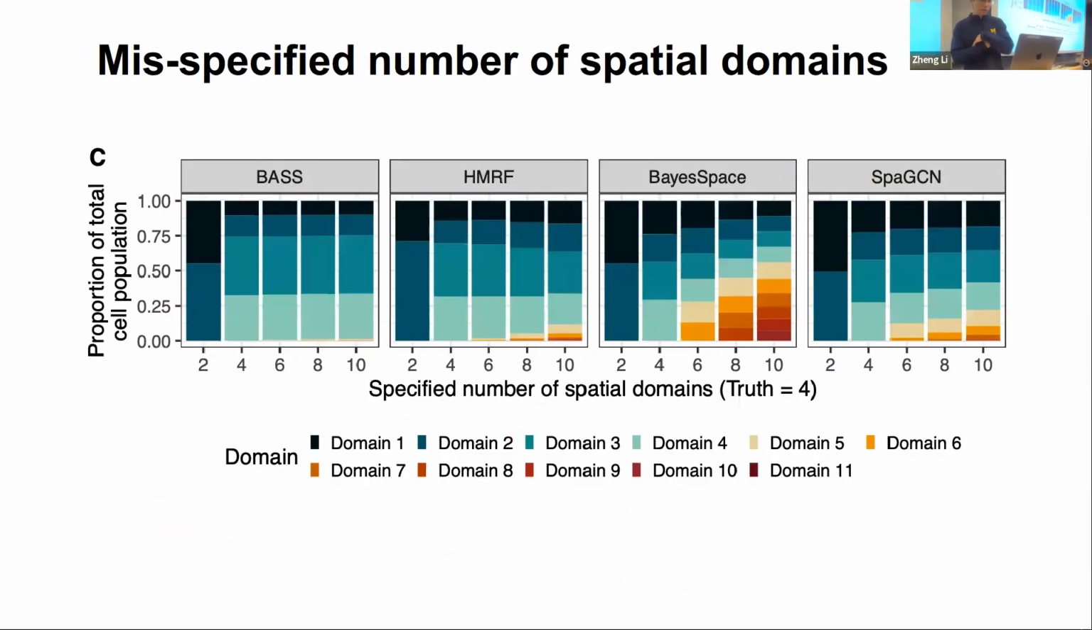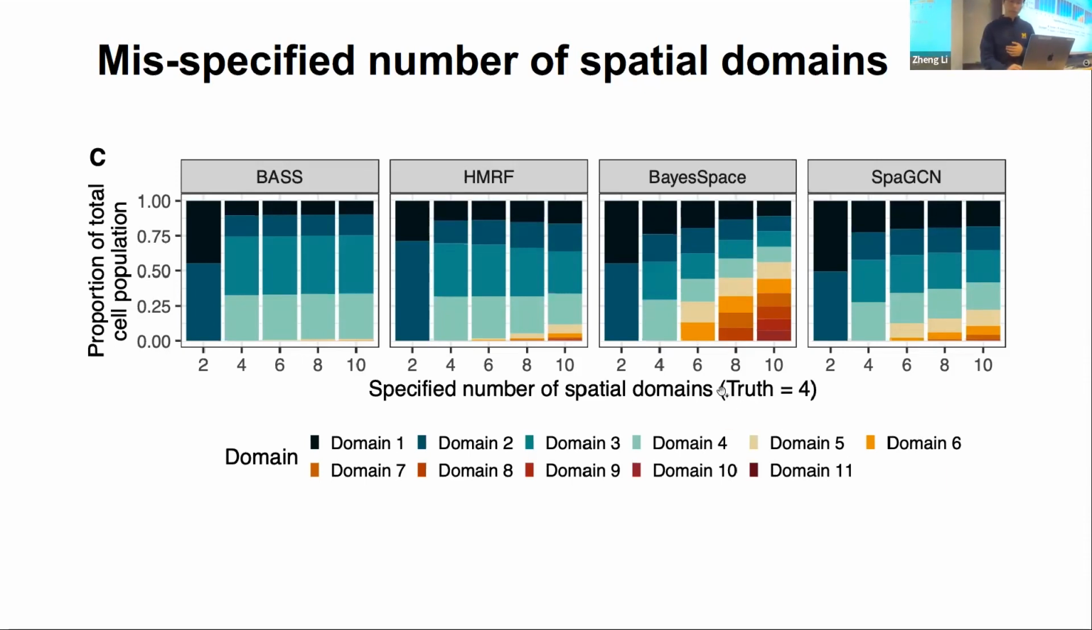So when many people want to use our packages, a commonly asked question is how to specify the number of spatial domains and how to specify the number of cell types. I think that's a common question for many clustering methods. So we did a sensitivity analysis and evaluated how specifying a wrong number of spatial domains would change the performance of our method.